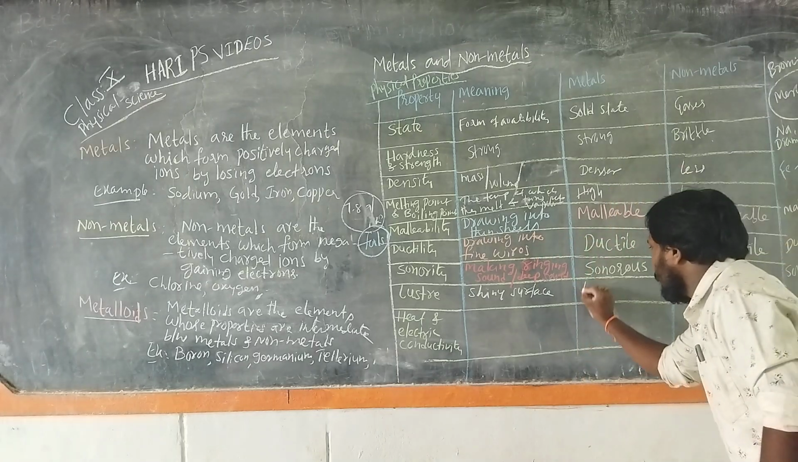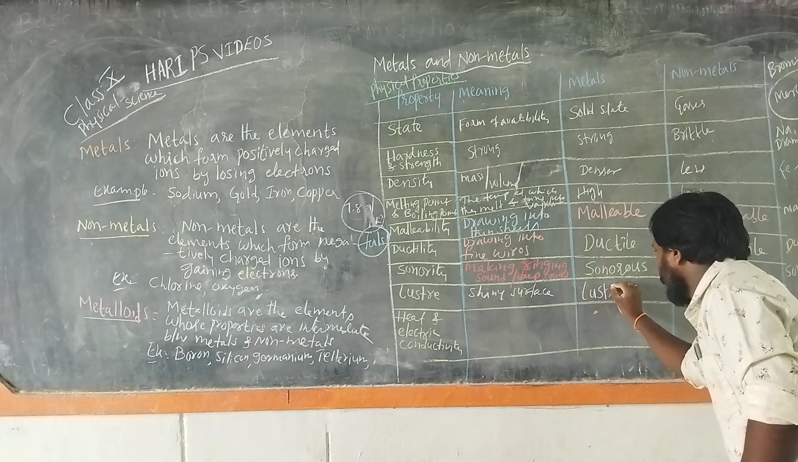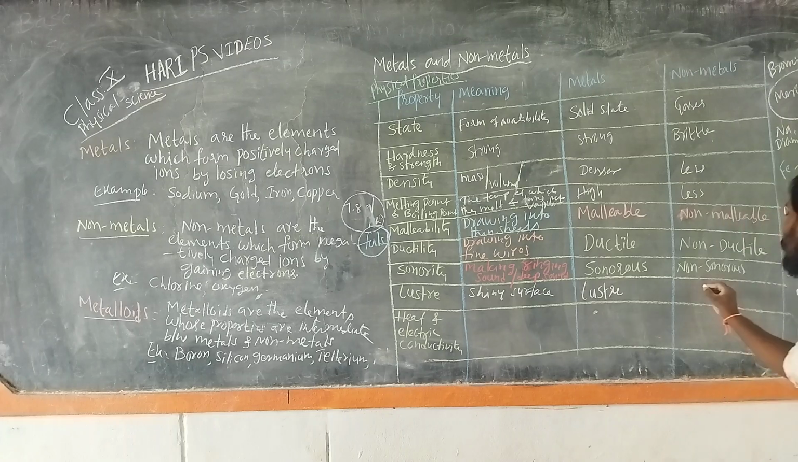So metals are lustrous, whereas non-metals are non-lustrous. The substances which have a shiny surface are called lustrous materials.